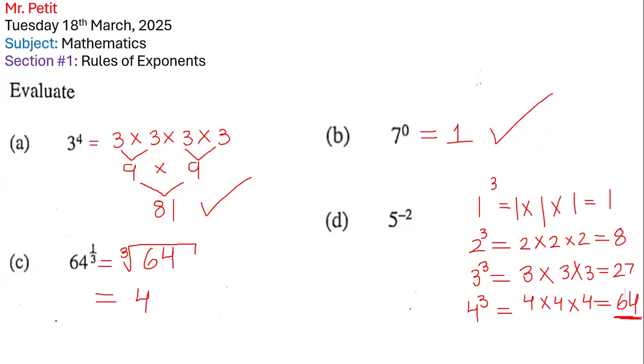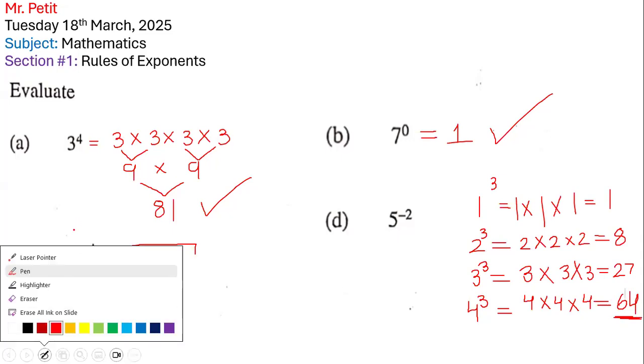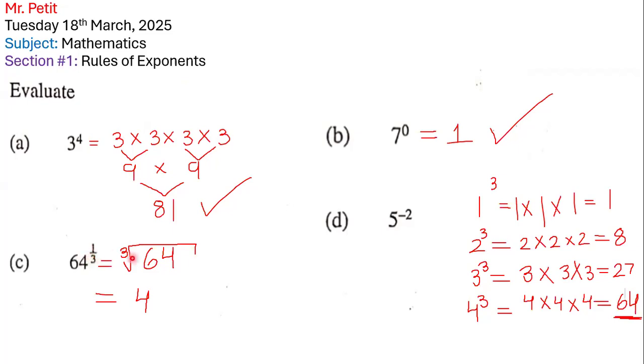So this means 64 to the power of 1 over 3 means the cube root of 64. Now we have to figure out what number I can multiply by itself 3 times to give me 64. We know that 1 multiplied by itself 3 times is 1, 2 multiplied by itself 3 times is 8, 3 multiplied by itself 3 times is 27. But 4 multiplied by itself 3 times is what?